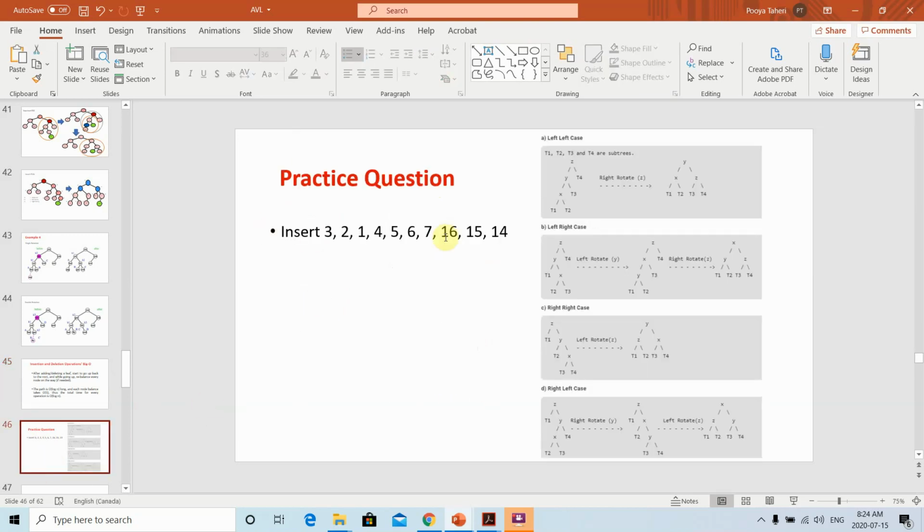Okay, as a practice, I ask you to start from scratch and insert 3, 2, 1, 4, 5, 6, 7, 16, 15, and 14, and see how you can keep the tree AVL balanced, okay? And this is a summary of the left-left case, left-right case, right-right case, and right-left case.